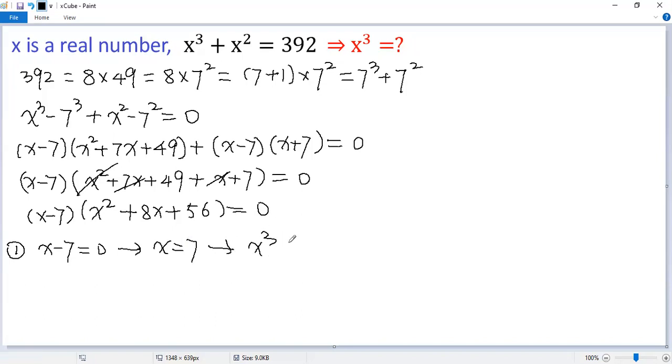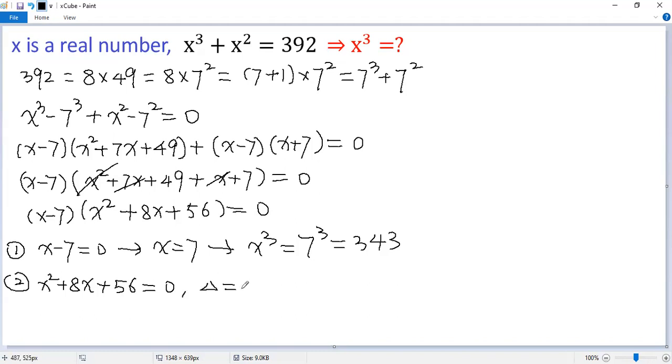Then x cubed equals 7 cubed, which is 343. For the second case, x squared plus 8x plus 56 equals 0. Let's see if it has any real solution. Look at the discriminant. Delta equals 8 squared minus 4 times a, which is 1, times c, which is 56. It is less than 0. So no real solution.